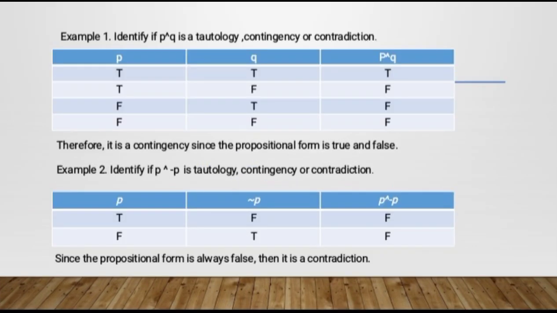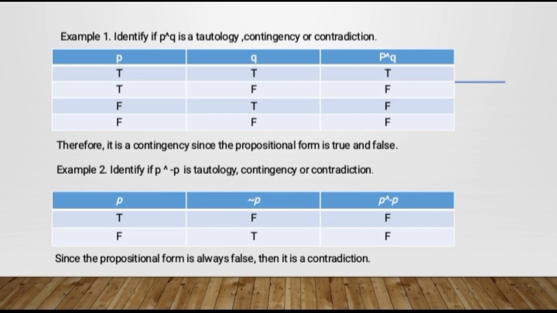Study the following examples. Example 1. Identify if P and Q is a tautology, contingency, or contradiction. The last column of P is false. The last column of Q is false. And the last column of P and Q is false. Therefore, it is a contingency since the propositional form is true and false.